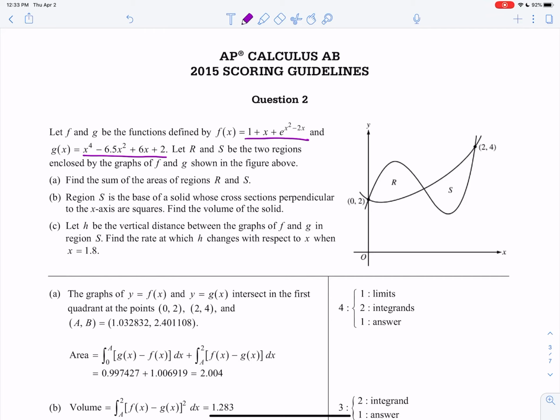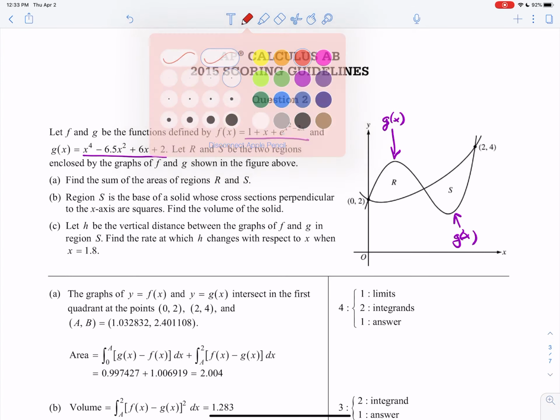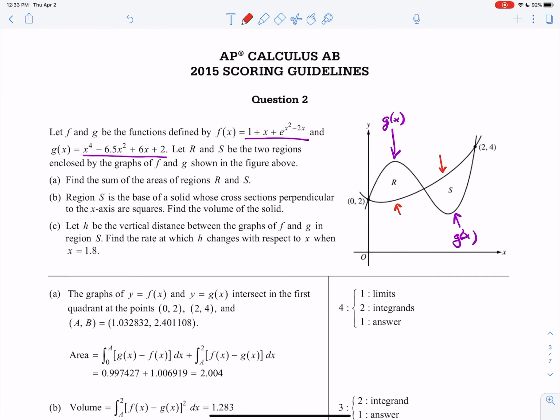If you do it on your calculator, if you have a graphing color calculator, it'll be pretty easy to do. But basically, this top one here is g of x, okay? And that one down here should be f of x. Okay, so if you notice, we're trying to find the sum of the areas of R and S. So we're pretty much adding up these two areas.